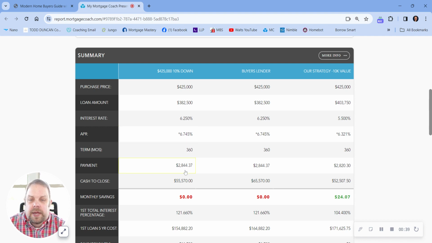And then the total payment would be $2,844. Cash to close would be roughly $55,570. That covers the down payment and then all the closing costs. Now, that's just the typical transaction.